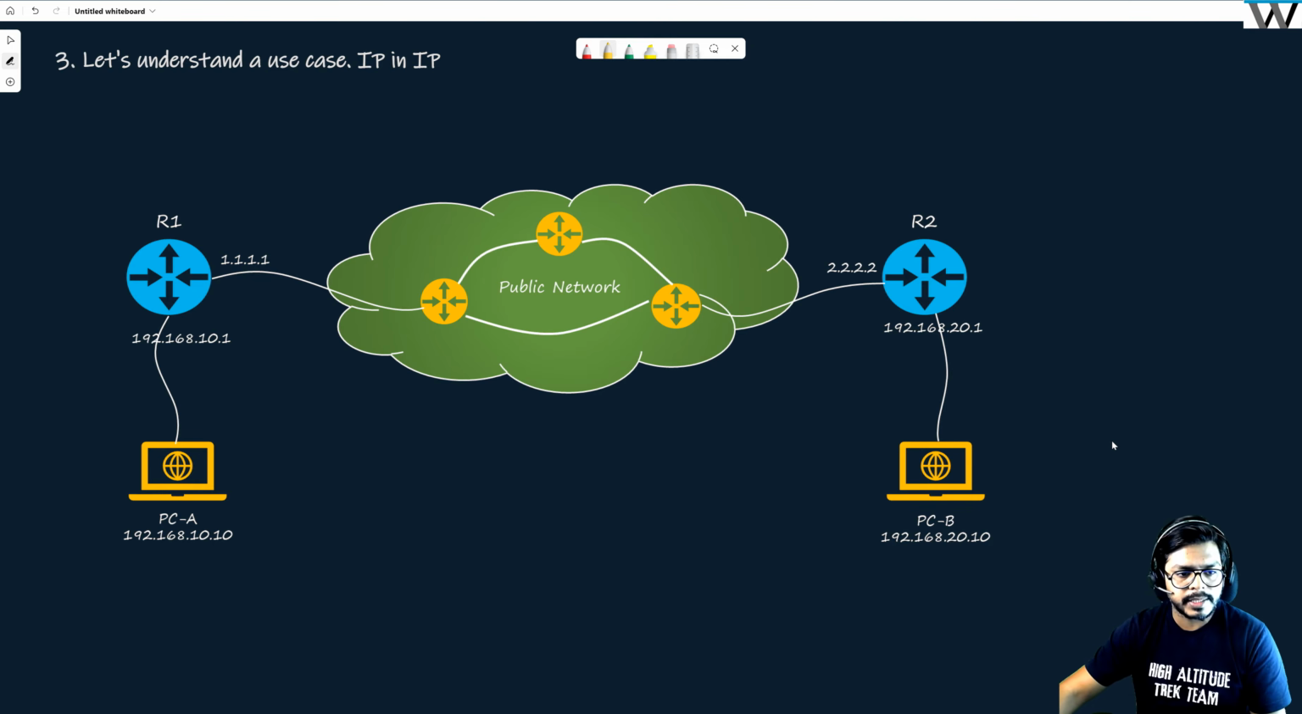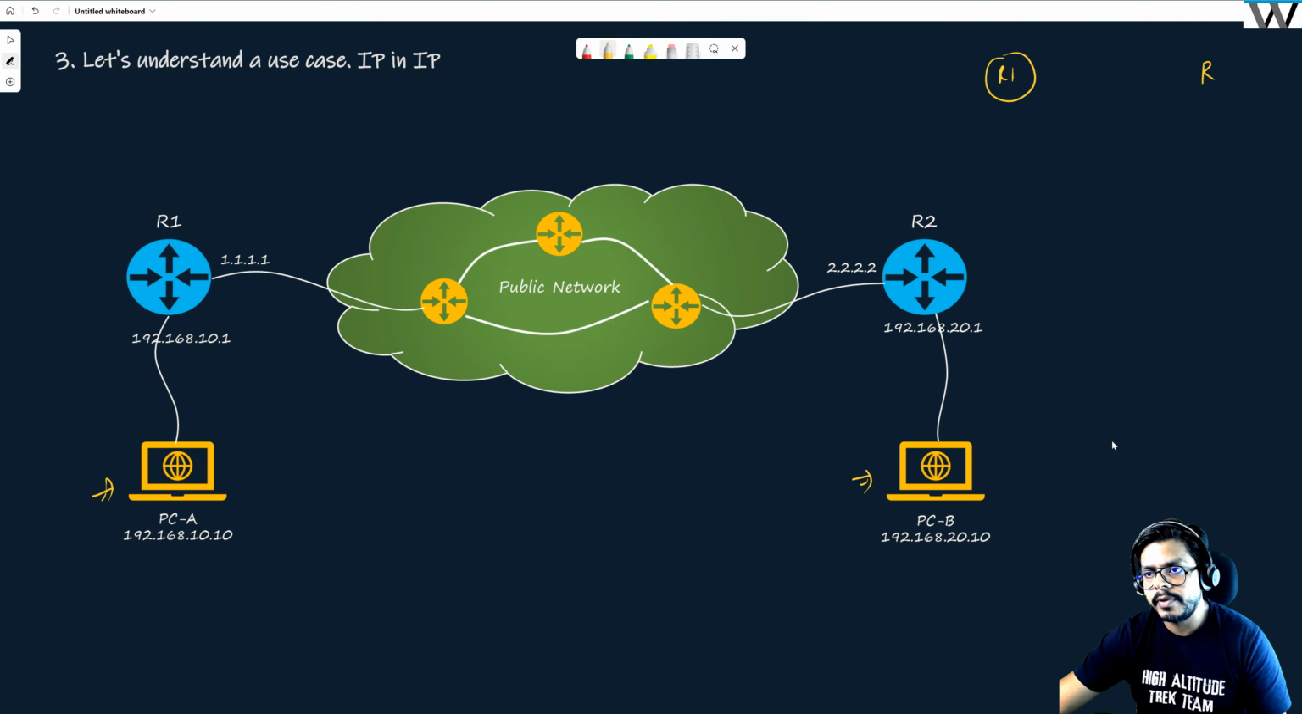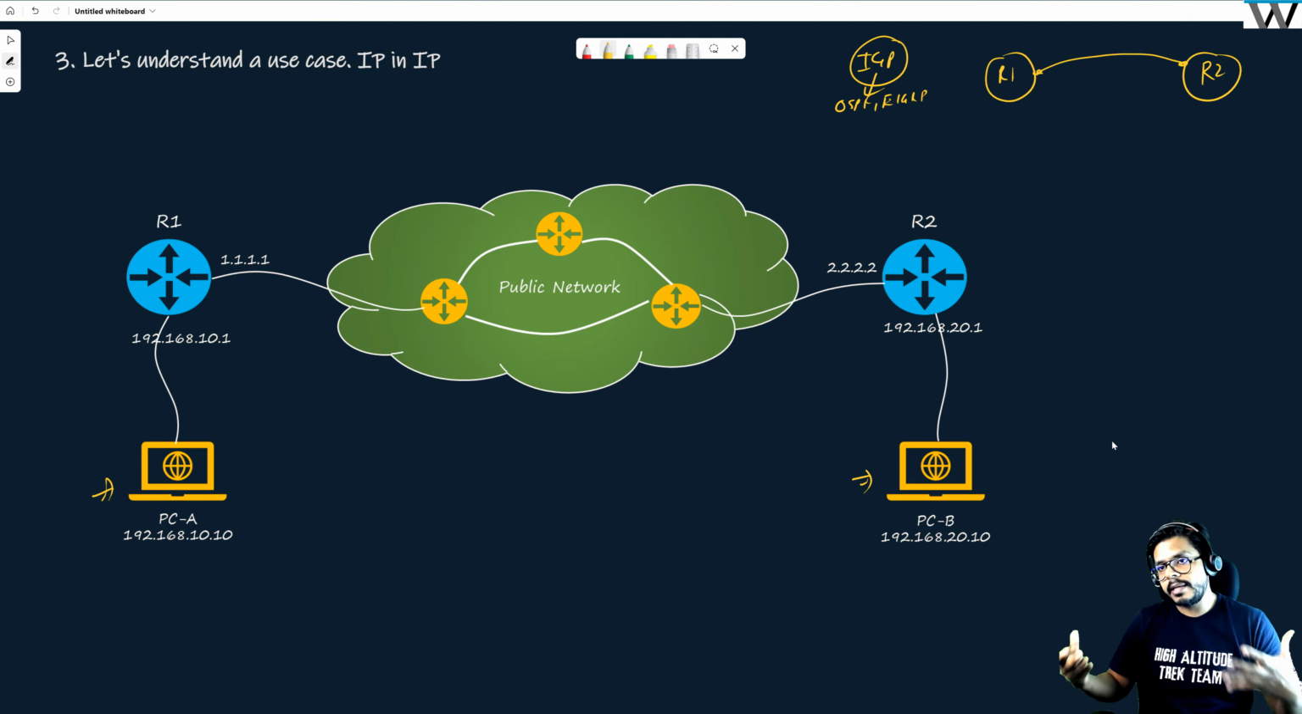Again, we have two PCs, PC A and PC B. My problem is going to be the same. If I want to run a protocol between R1 and R2, and that is an IGP, meaning Interior Gateway Protocol, and what are those IGPs? Maybe OSPF, EIGRP, RIP, anything. If I want to run it between these two routers, these routers need to be directly connected, or these routers should have a feeling that they are directly connected.